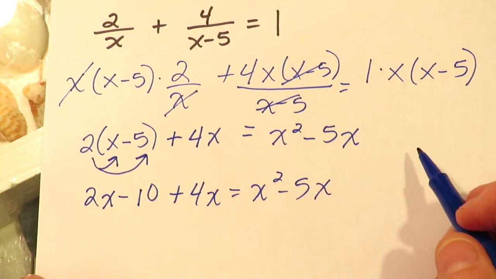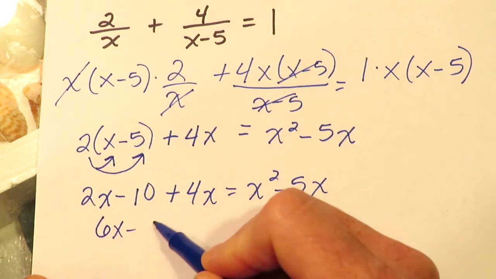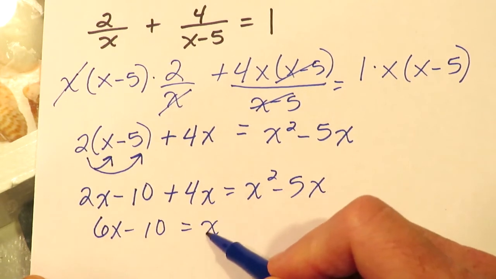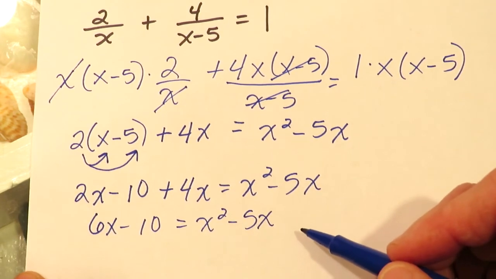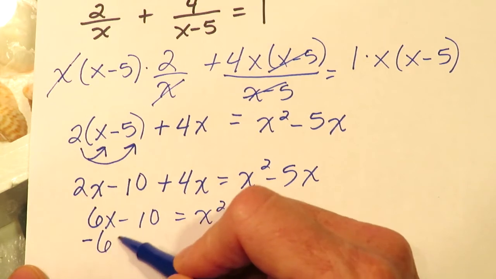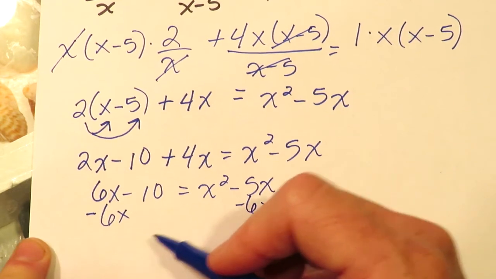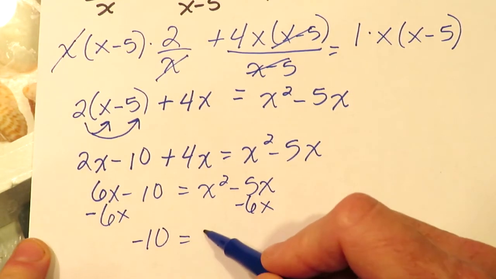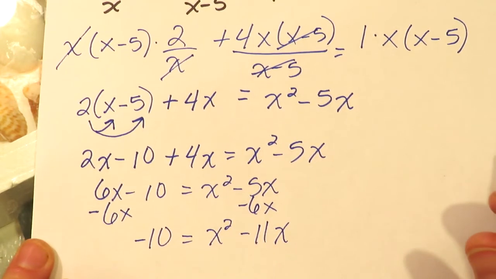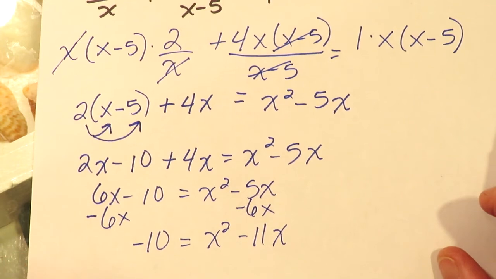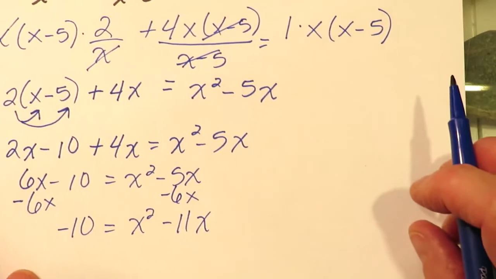Alright, so we definitely need to collect some like terms. On this side I have 6x minus 10, and I have a negative 5x term on the right hand side. So I'm going to subtract 6x from both sides, and I will get negative 10 equals x squared minus 11x. Now the x squared is making this equation not a linear equation. I will have to use strategies for a quadratic.